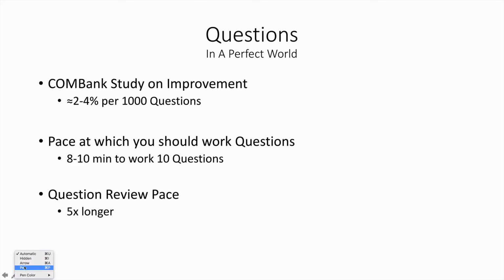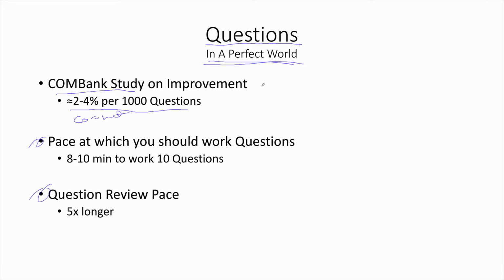So this is just some info on questions that I like to give everybody that I've looked up over the course of the years. And once again, this is kind of a statement in a perfect world, which we'll get down here to these two questions. But COMLEX did a study, which was on their question bank, but it was over lots and lots of students, and they saw that students improved at a rate of about 2 to 4% correct. So that's percent correct per 1,000 questions worked. So what does that mean?